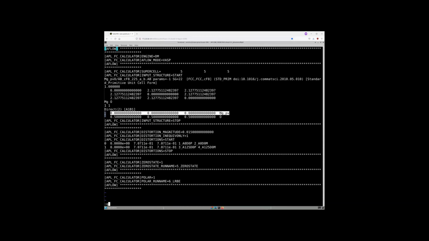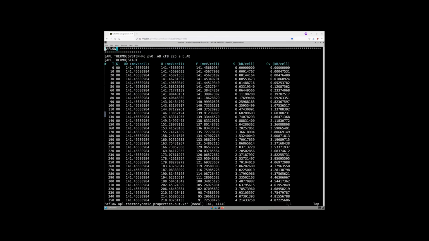The other properties are found in AFLOW.APL thermodynamic properties out. At 300 Kelvin, it asks for the isochoric heat capacity. It's like 4.54. If you divide this by 2, you get about 2.75 Boltzmann constants per atom.